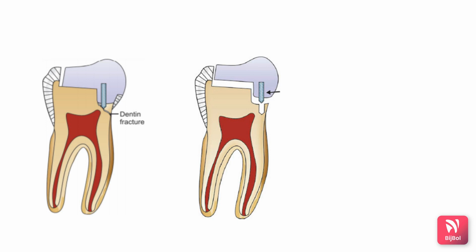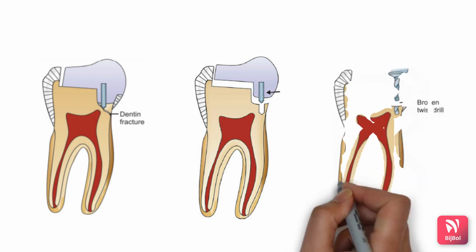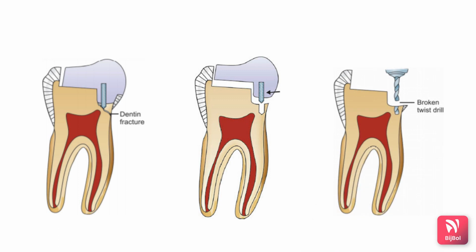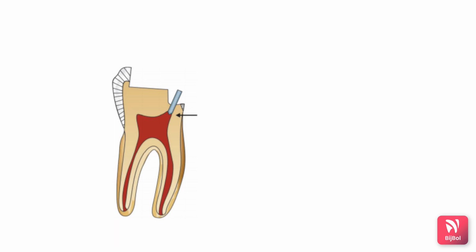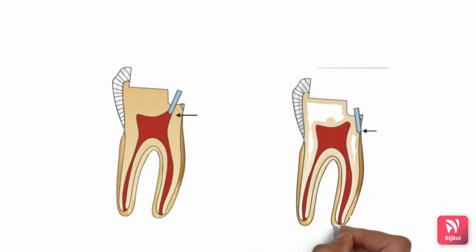Now, another complication is broken drills or broken pins. Twist drills may break if they are stressed laterally or allowed to stop rotating before removing them from the pinhole. Loose pins occur if the pinhole is larger than the self-threaded pin, and then it may fail to engage the dentin. Perforations may also occur by penetration into the pulp or externally into the periodontal space during pin placement.